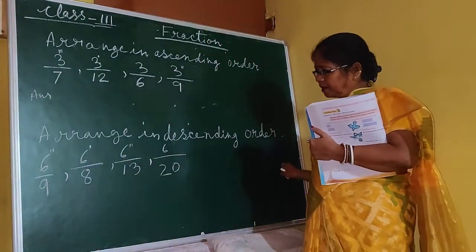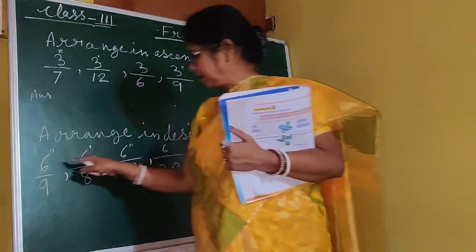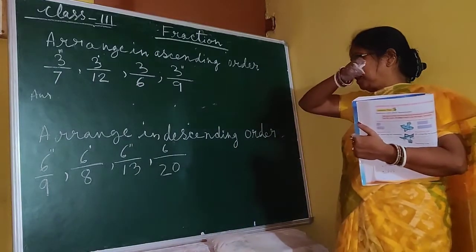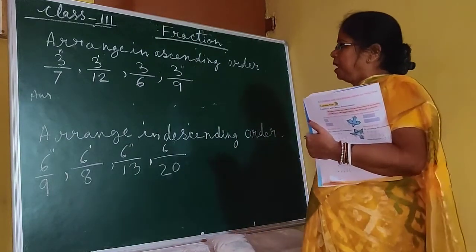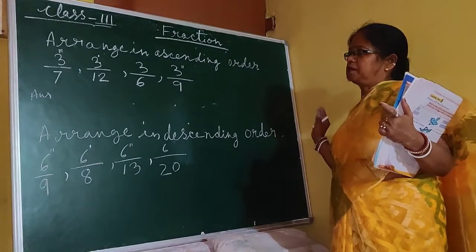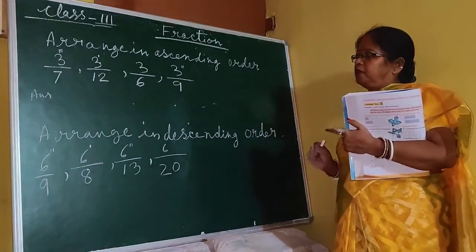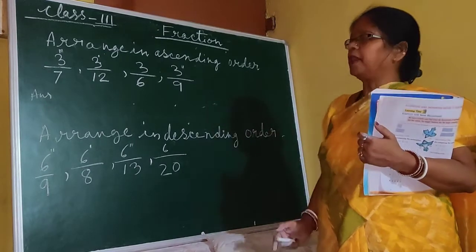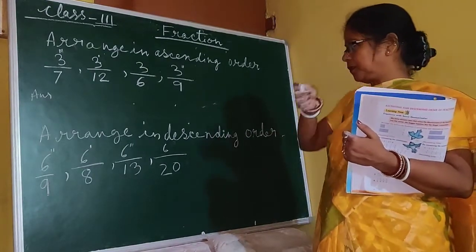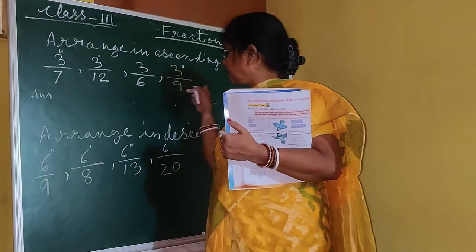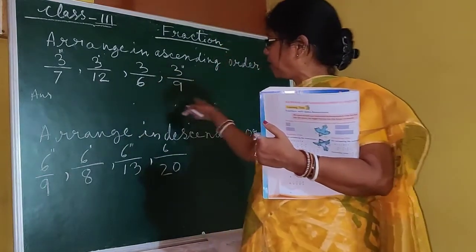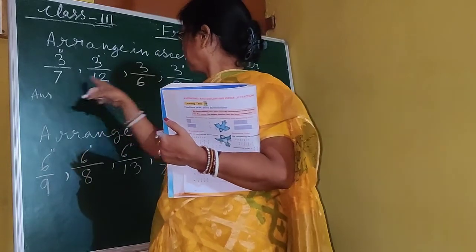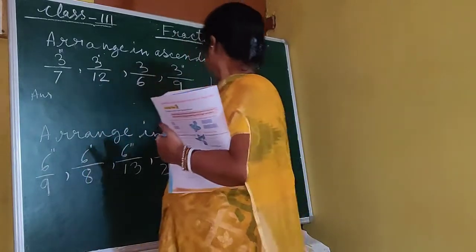Arrange in descending order, same numerator, different denominator. So here the rule is: the smallest number of parts will be the greater value. If the number of parts is more, then the value will be less. So suppose here 12 is the highest, greatest number of parts. One cake is 12 parts.